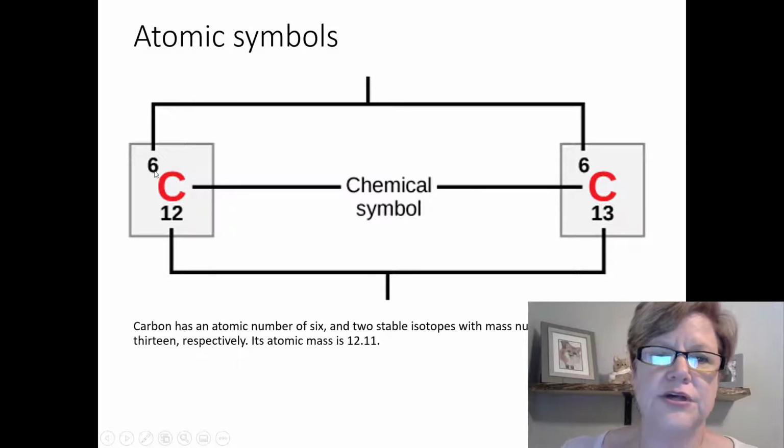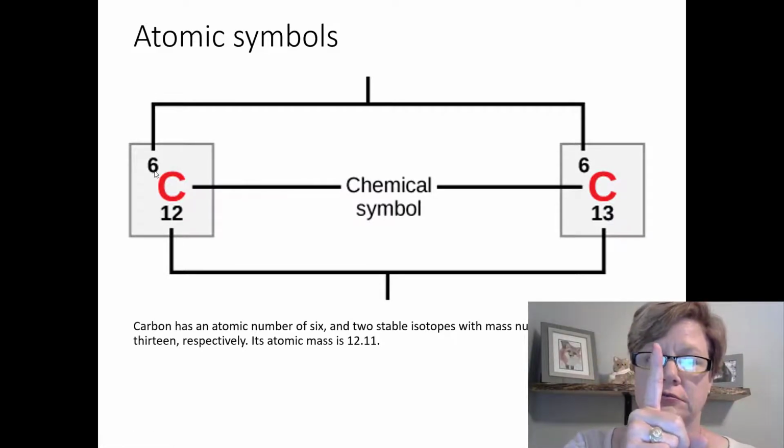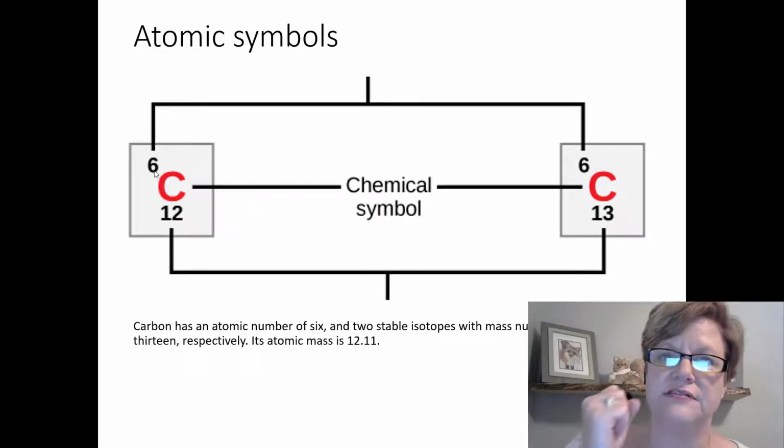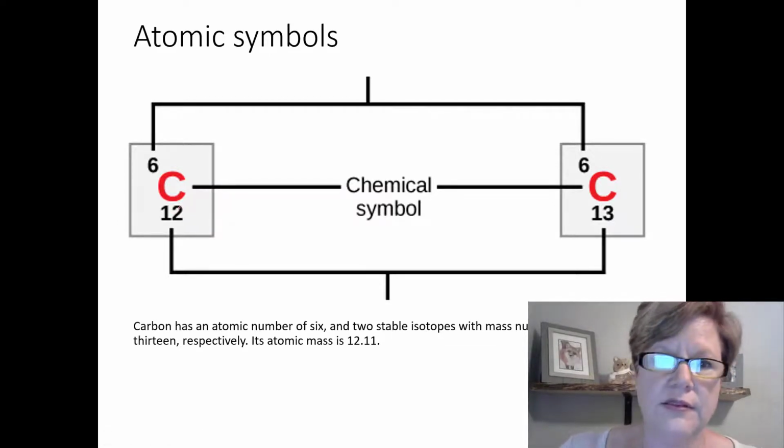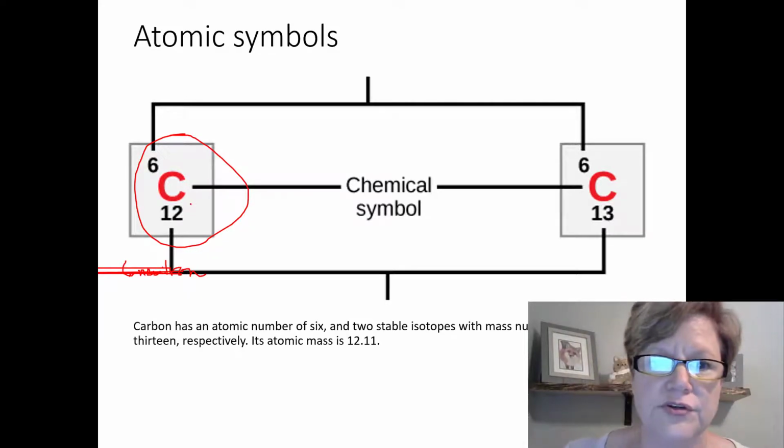So each proton has a mass of 1, and each neutron has a mass of 1. So if the total mass of the atom is 12, which is the larger number, and the number of protons must be 6, then in the case of this atom, there must be 6 neutrons, because that's 6 neutrons each having a mass of 1, and 6 protons each having a mass of 1. It gives you a total mass of 12.